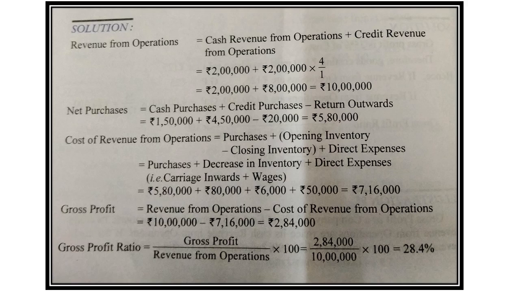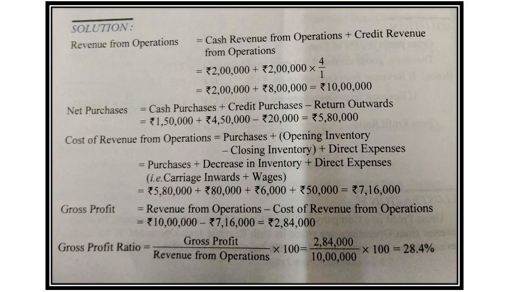Gross profit, see, the same point again: you have to find profit, gross profit. From sales, subtract cost. Revenue from operations rupees 10 lakh, then subtraction of rupees 7 lakh 16,000 gives 2 lakh 84,000, it is gross profit. Now to find gross profit ratio, it is gross profit divided by revenue from operations into 100. The result for gross profit ratio, the percentage, is 28.4%. It is the gross profit ratio.